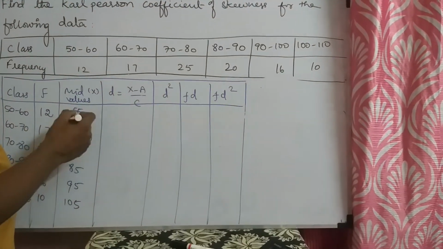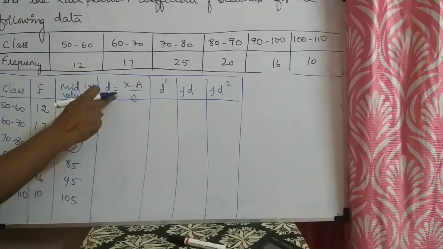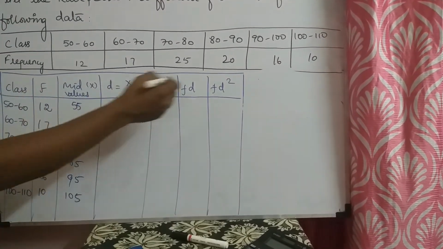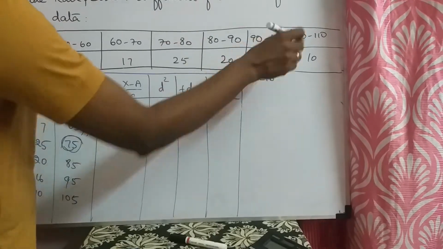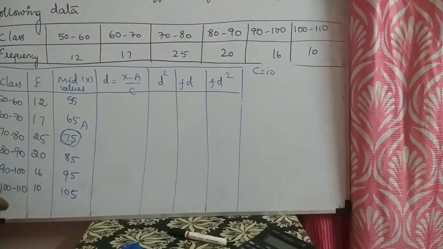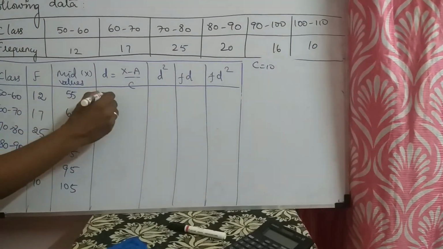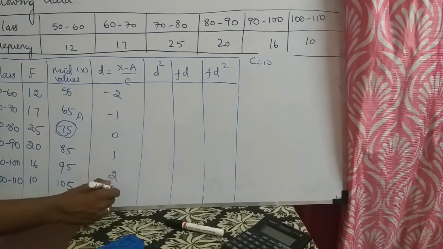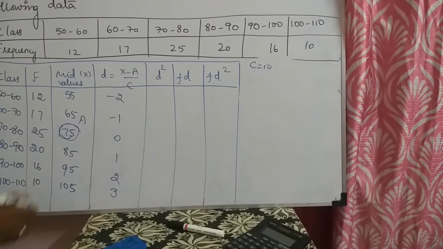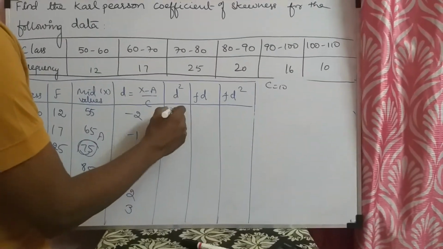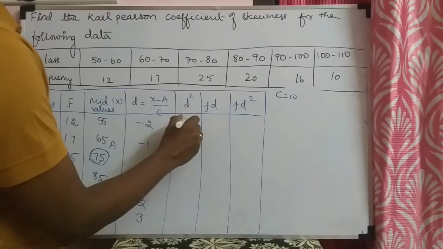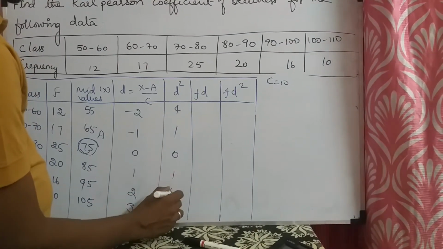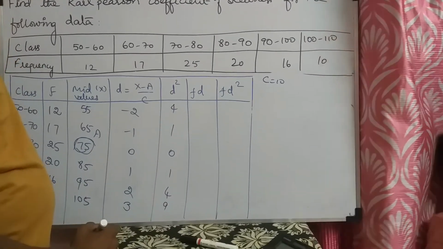Next, x minus a: this is 55 minus 75, which is minus 20, divided by the width of the class, c, which is 10. So the size of the class is 10, and minus 20 divided by 10 is minus 2. Next minus 1, 0, 1, 2, 3. Next, d square is the square of this. So d square is first 4, minus 2 square is 4, then 1, 0, and then 1, 4, 9.